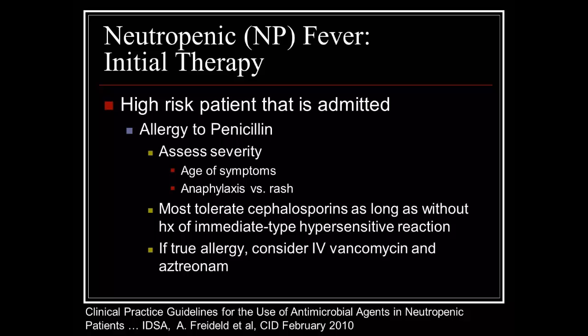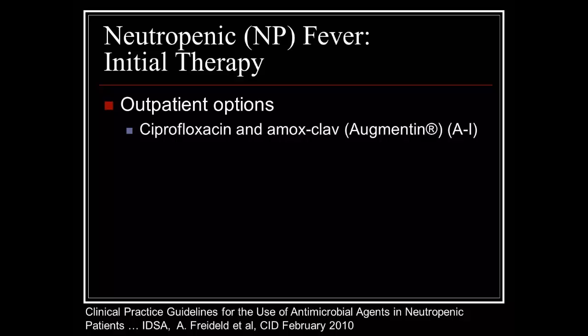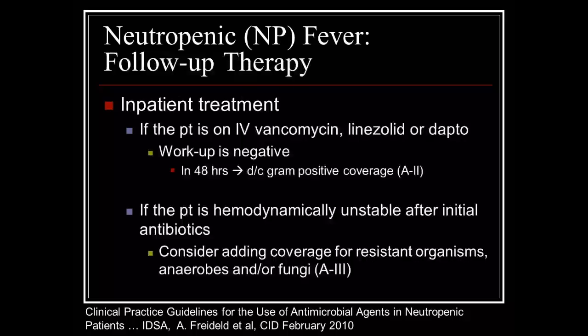If they do have a true allergy with a history of anaphylaxis, you give them a monobactam drug like aztreonam plus the vancomycin because aztreonam has no gram-positive coverage. So that way you fill in that hole in coverage with the vancomycin because of the concern for gram-positives from the mouth. If the patient is stable, has less than 7 days of neutropenia expected, then you can give them ciprofloxacin and amoxicillin-clavulanate for their outpatient neutropenic fever.